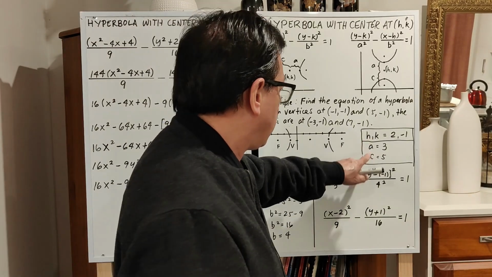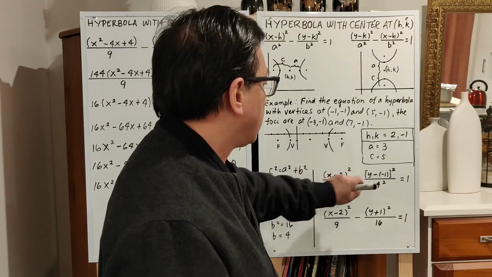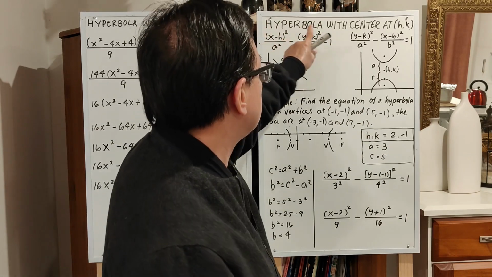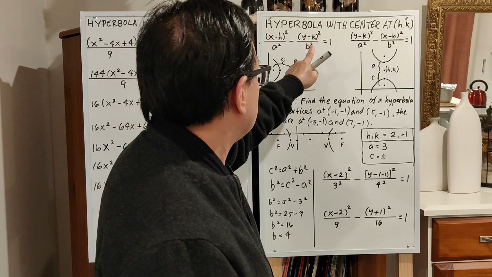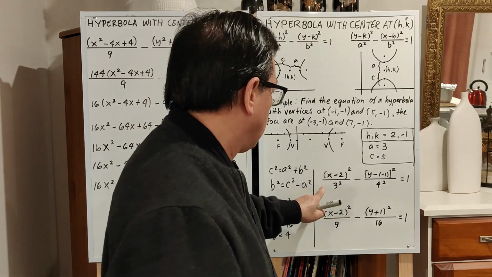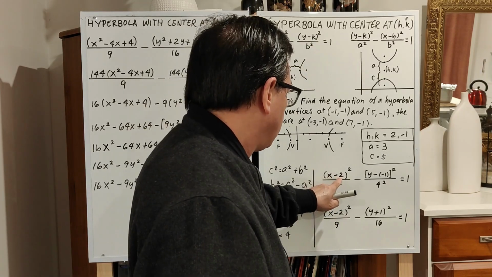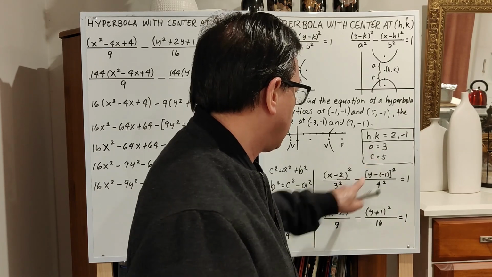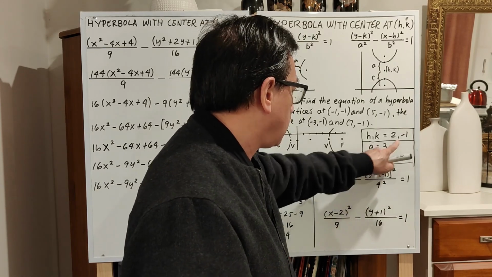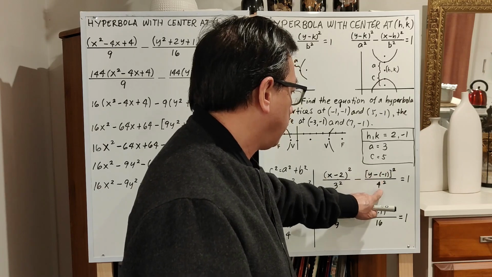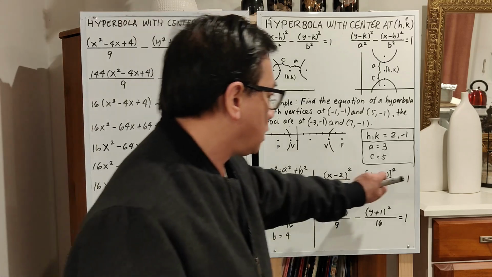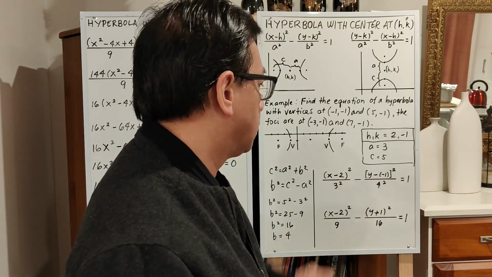Now we have (h, k), we have a, we have b. We can now write the standard equation. So we use this one. We just plug in the values of (h, k), a, and b. So (x minus 2), which is your x, over 3 squared, this is your a, minus (y minus -1) squared over 4 squared, your 4 squared is from here. So this is your standard equation.